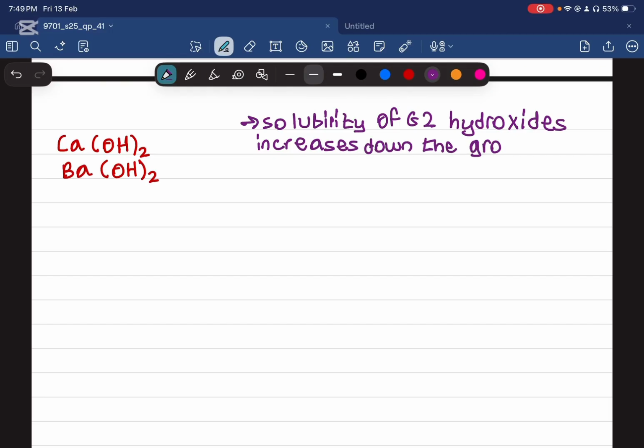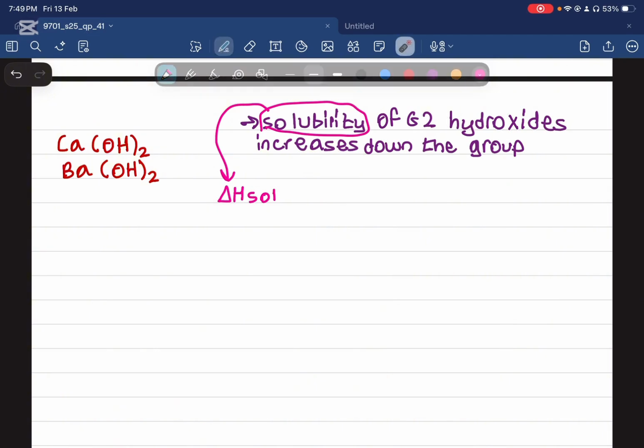Now let's understand why does this actually happen? Well, whenever you talk about solubility, you have to talk about something called enthalpy change of solution. What is enthalpy? Enthalpy is simply energy change. Enthalpy change of solution, you would have learned this in chemical energetics, is the enthalpy change or the energy change whenever 1 mole of a substance is dissolved in excess of water to form a dilute solution. So let's say I have 1 mole of calcium oxide.